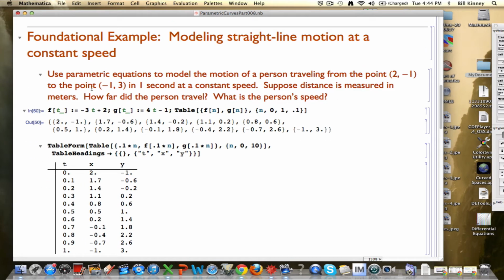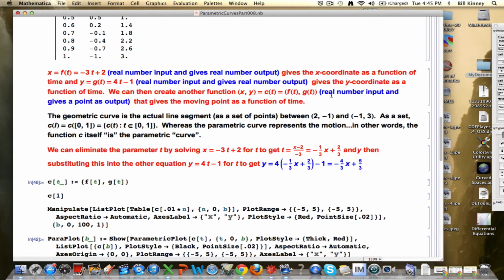Here's been our main example. We've been using parametric equations and in fact linear functions to try to model the motion of a person traveling from the point (2, -1) to the point (-1, 3) in 1 second at a constant speed. And in the last video we figured out how far the person traveled and what the person's constant speed was. It should make sense that linear functions like these should help you do that.